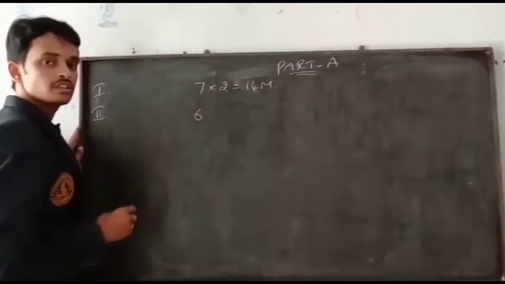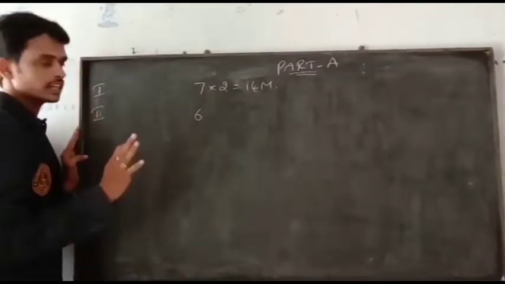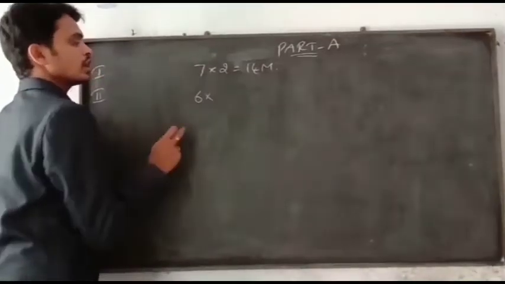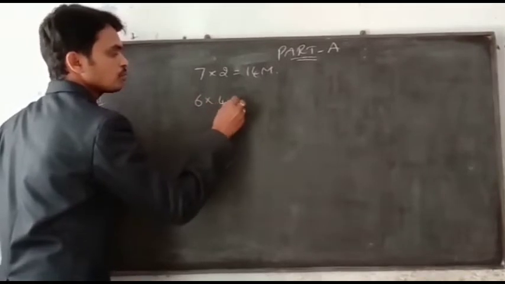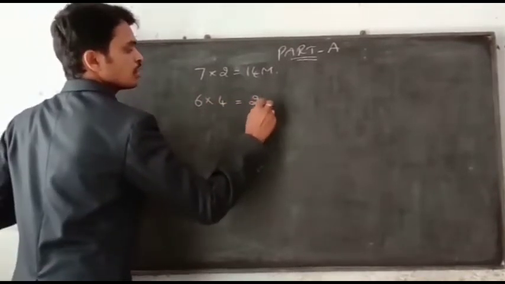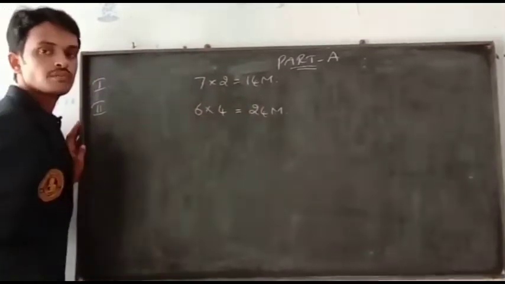Next, the second bit. Totally 6 problems. In the second bit also there is no choice. All questions we should attempt. So 6 questions, each problem carries 4 marks. 6 fours are 24 marks. So the first bit is 14 marks, the second bit is 24 marks.